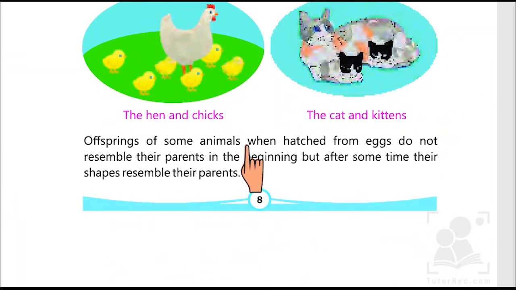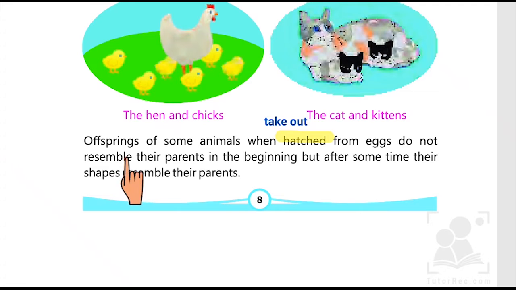Offspring of some animals, when hatched from eggs, do not resemble their parents in the beginning, but after some time their shapes resemble their parents. Hatched is another sort of difficult word. It means to take a baby out from the egg, when the egg is broken. So the literal meaning of the word hatched is take out.